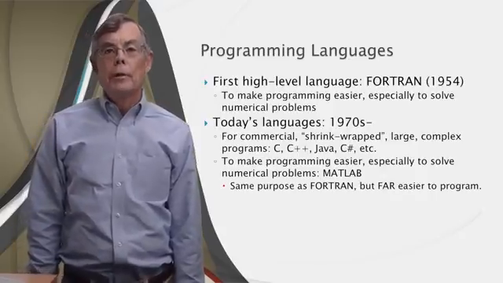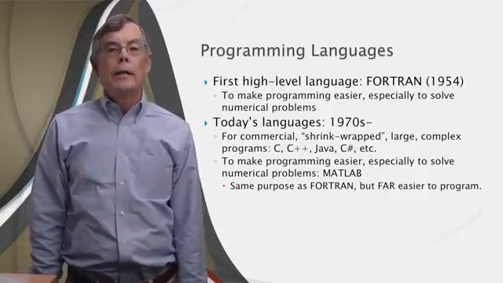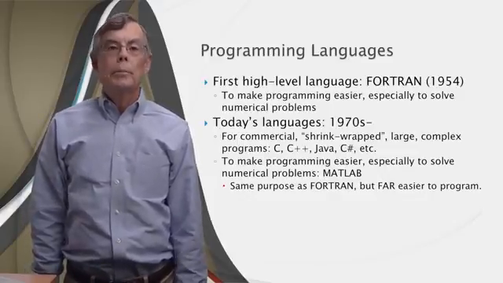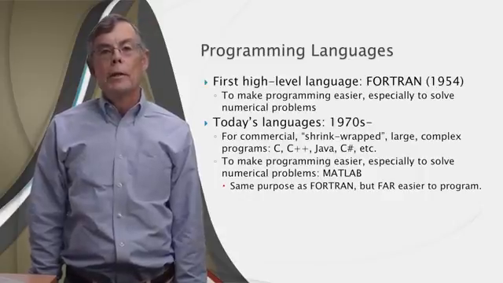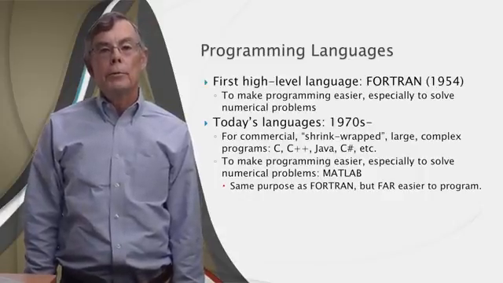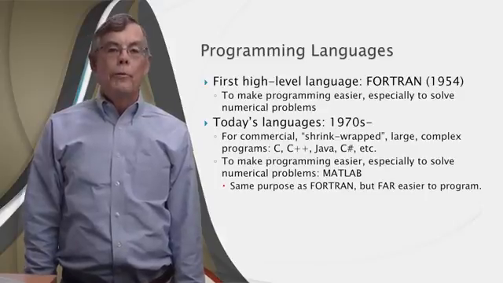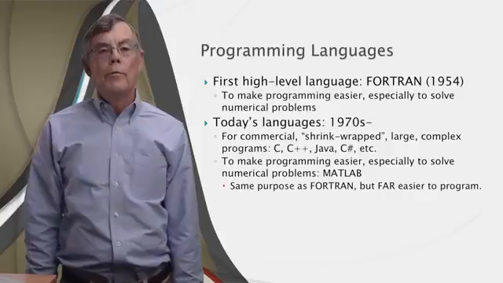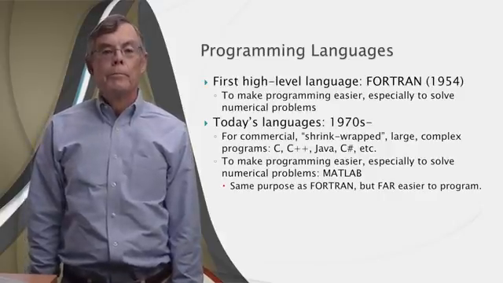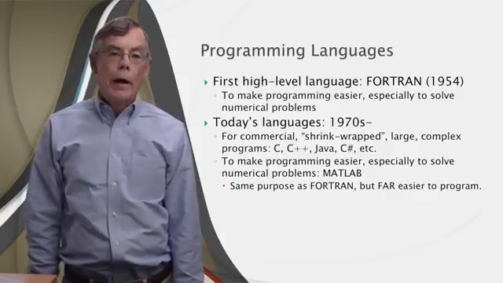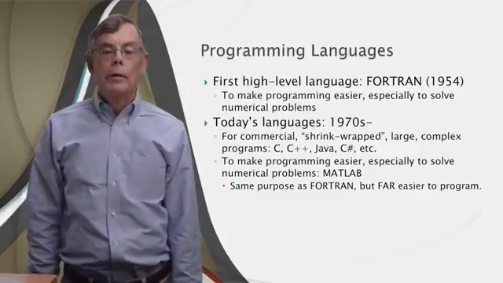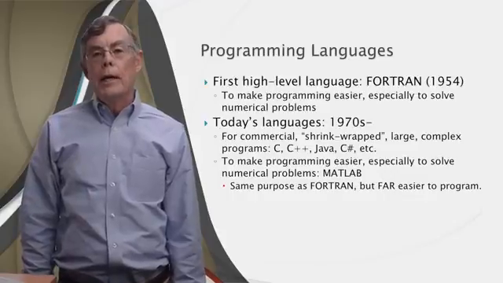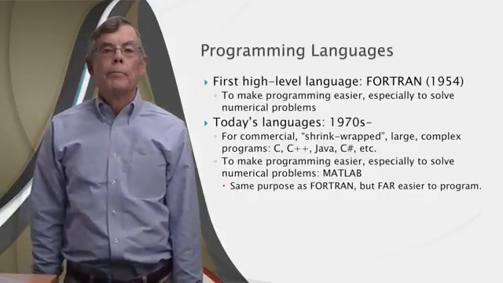Since then, hundreds of such languages have been developed. And in the 1970s, a new wave of them began. The most successful of these were C, C++, Java, and C#. And they're still heavily used languages. They're used especially for writing very large programs, by which I mean programs with hundreds of thousands or millions of statements in them. These programs are the shrink-wrapped products used by non-programmers, things like word processors, spreadsheets, web browsers, games, operating systems, and the like.